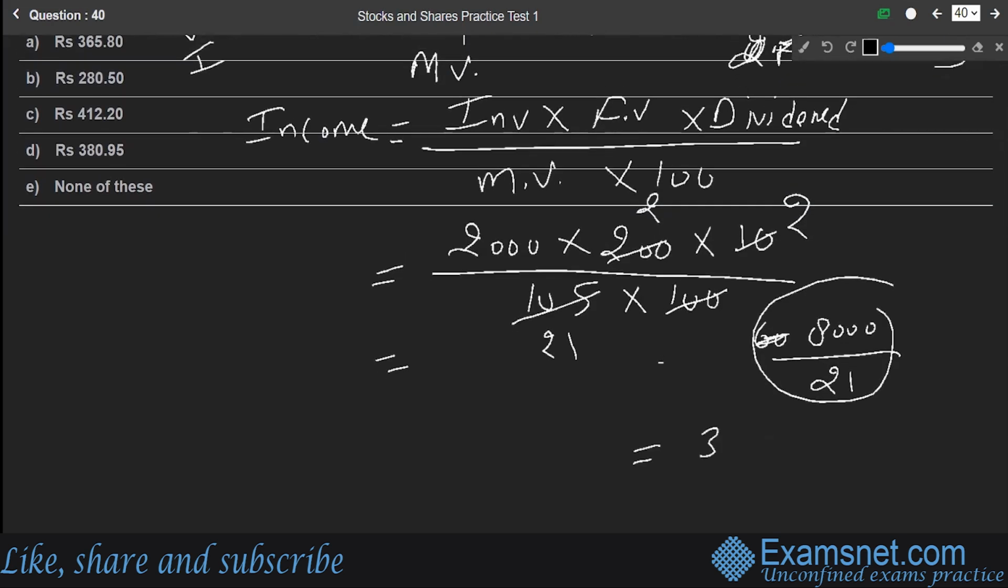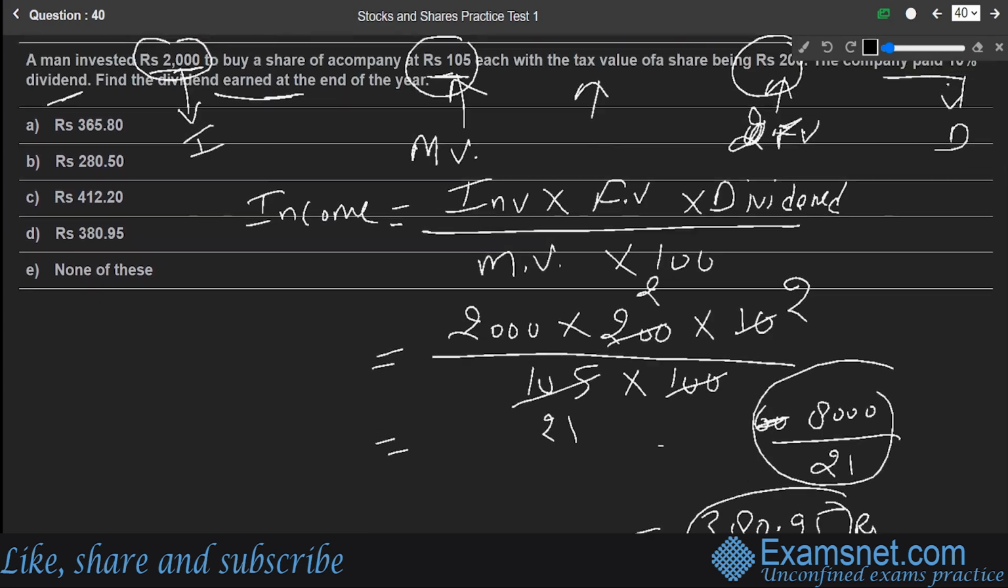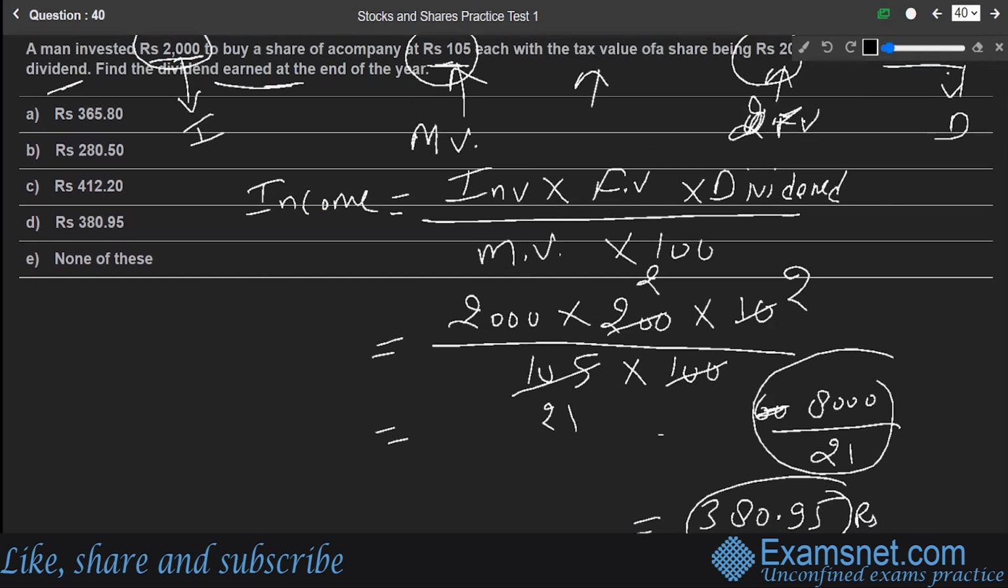The final value that is coming is 380.95. That is after the division. So this is the annual income received, rupees 380.95. Let us see where it is available. It is clearly available in option number D. So it becomes the right answer from there.